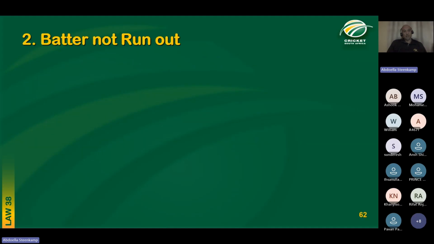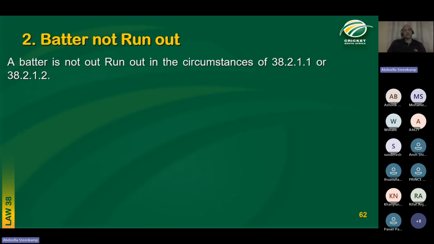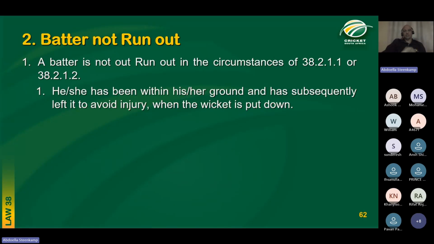So now we know how a batter can be out run out. There are instances where a batter is not out run out. Let's have a look at those instances. There are 3 of them. Firstly, a batter will be not out run out if that batter has been within his or her ground, and after making good the ground, they then left it, and the only reason they left it was to avoid getting hurt or injured.